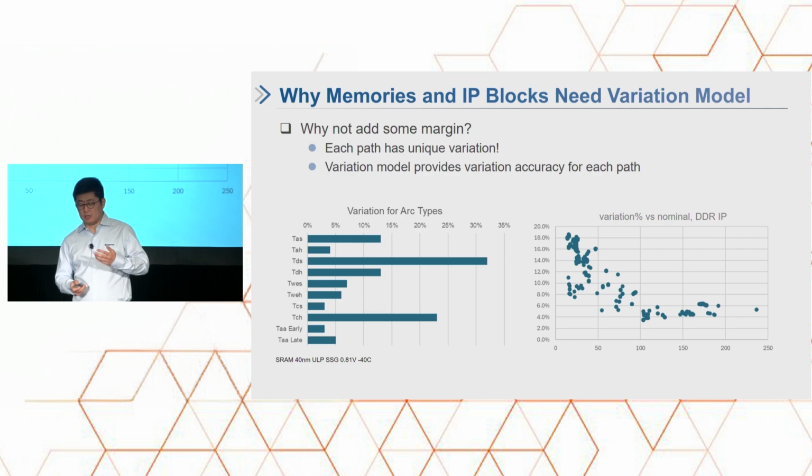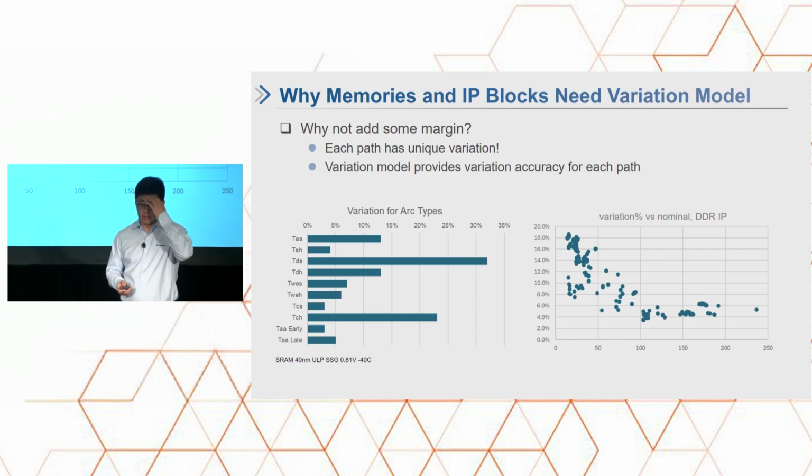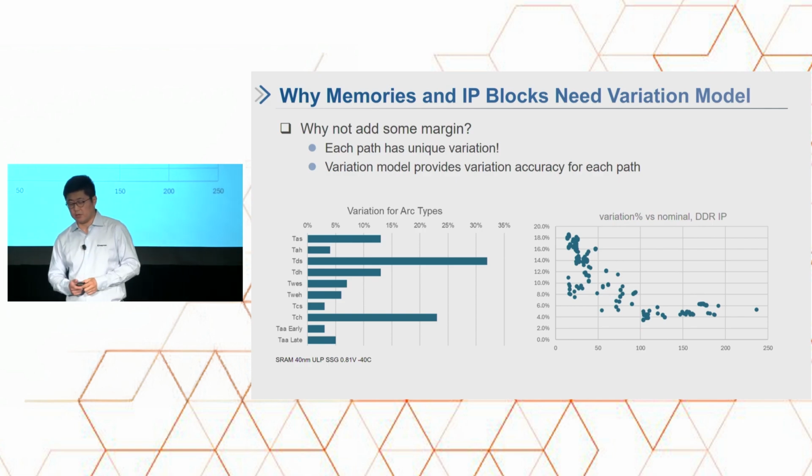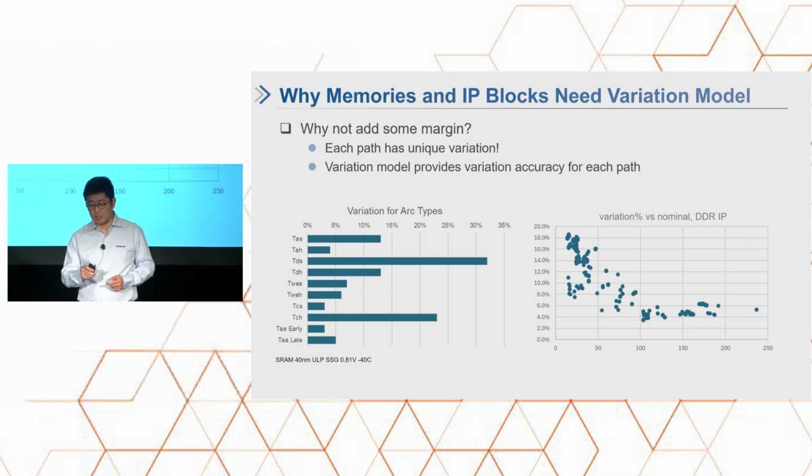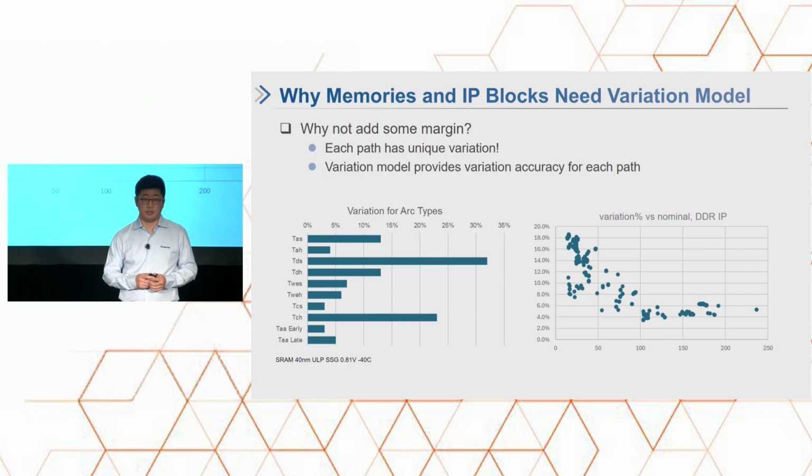And you can see from the left-hand side, there is an SRAM case. We list all the arcs, timing arcs in the library. And you can see the variation percentage of these arcs vary a lot from arc to arc. The biggest one is data setup. I think it has 32% variation. And for delays, it's basically within 5%.